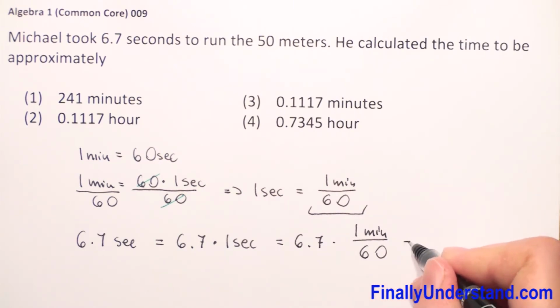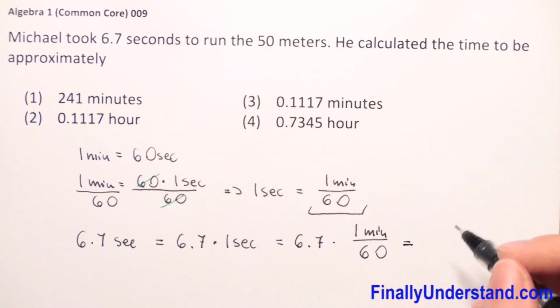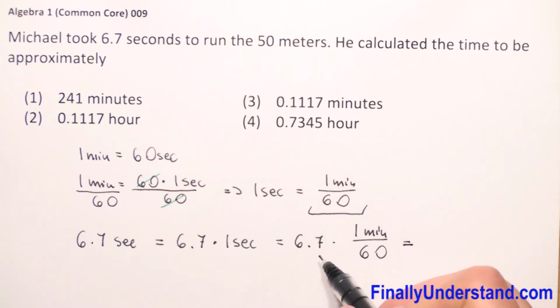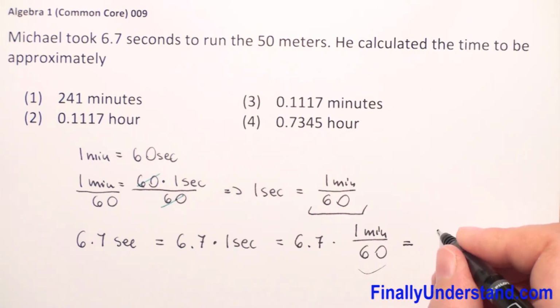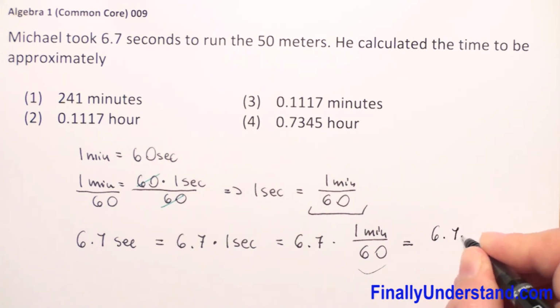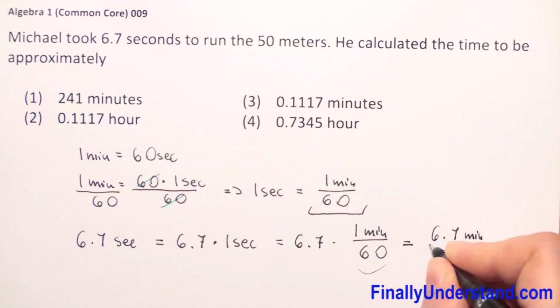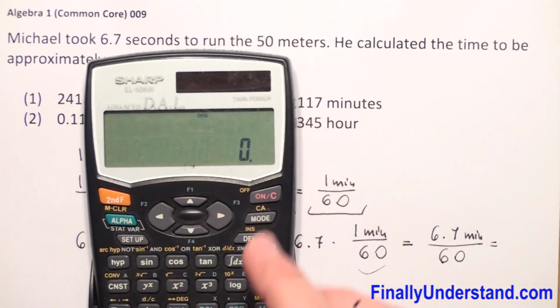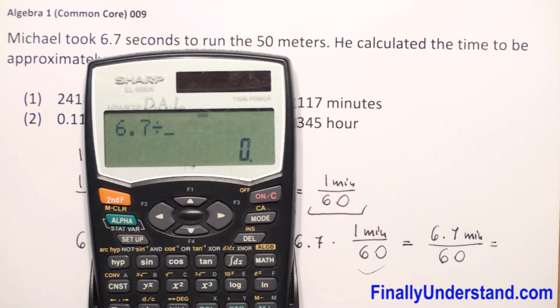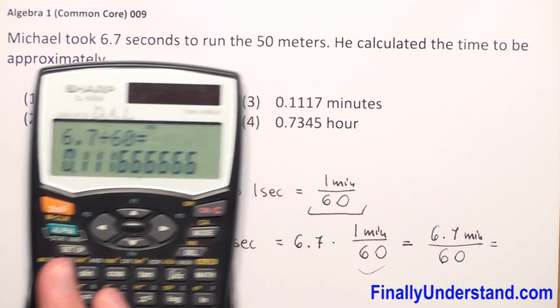And now we have to multiply this number by this fraction. So 6.7 times 1 minute will be 6.7 minute over 60. I can use a calculator: 6.7 divided by 60.